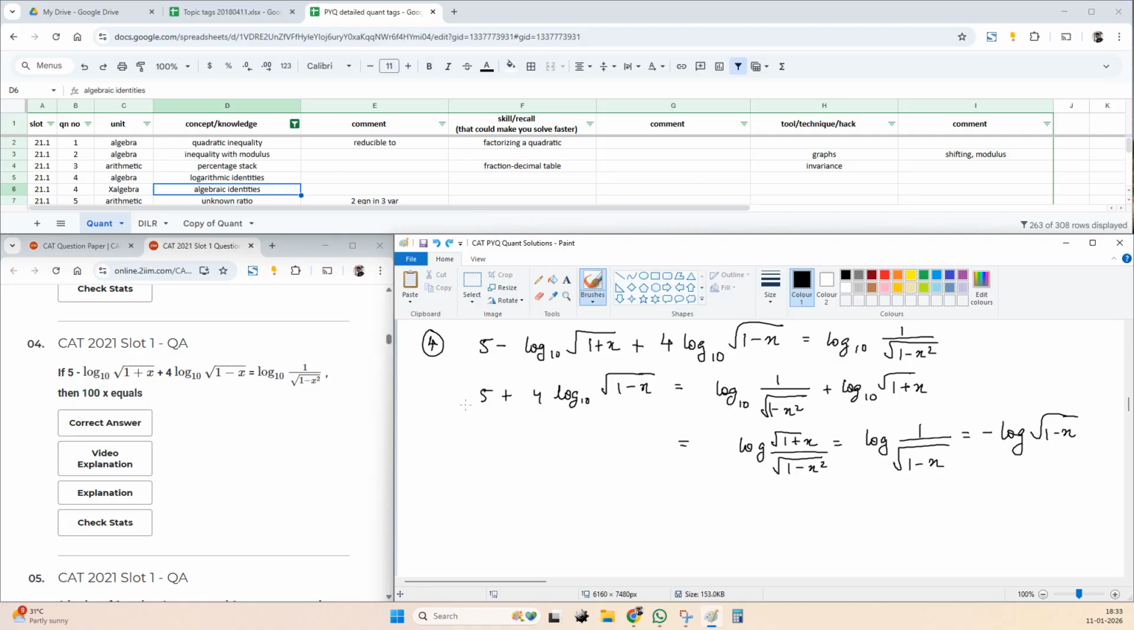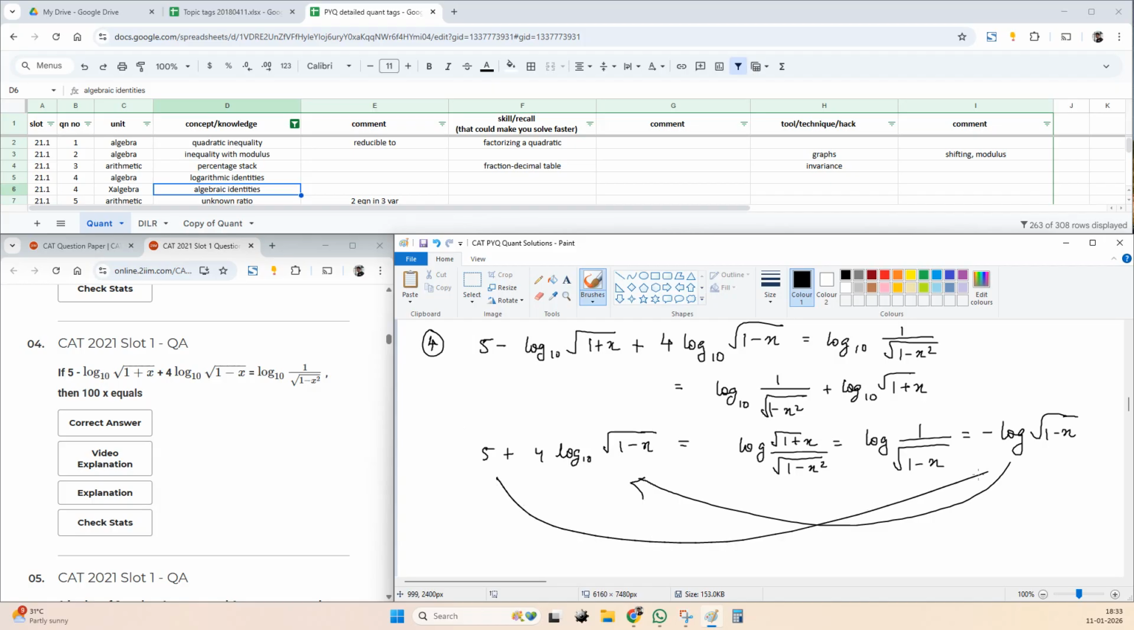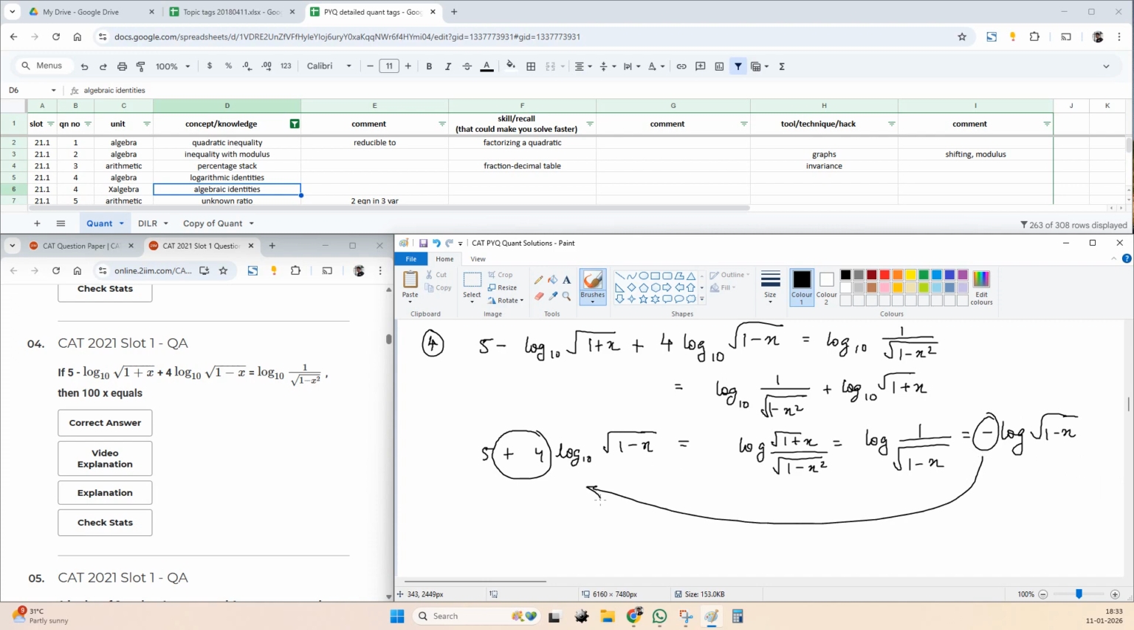So now that we have that, let me just copy this. Now you can transpose this log term here and this 5 term here, I guess. What does that give us? Notice that this term is the same as this term, so it's just going to be a plus 4 here and a minus 1 here. The minus 1 goes here and is converted to a plus 1. So you'll end up with a 5 log to the base 10 root 1 minus x is equal to minus 5.